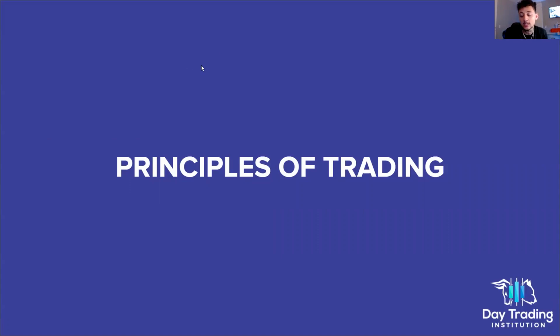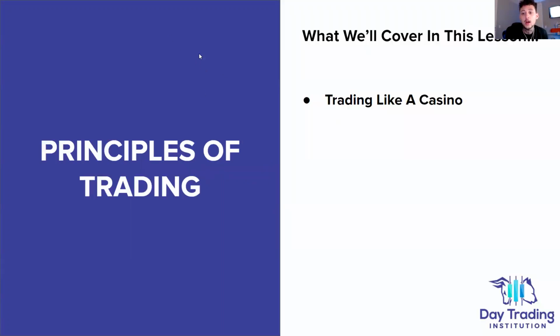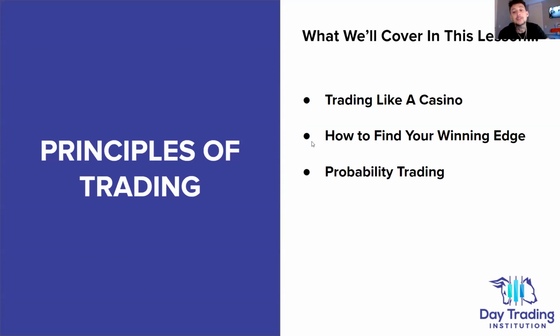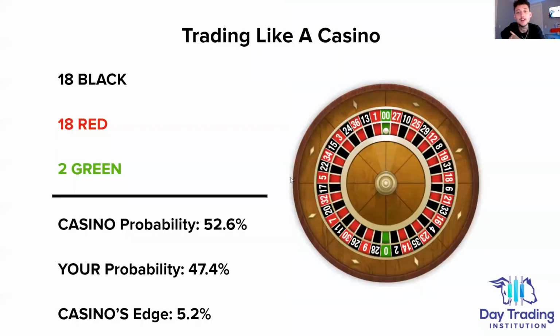So anyways, in today's lesson, what we're going to be going over are pretty much the principles of trading. What we're going to cover in this lesson is how you can implement a casino-like strategy, how to find your winning edge, looking at the probabilistic side of trading along with managing your trades. Most of you guys are probably familiar with what a casino edge is.